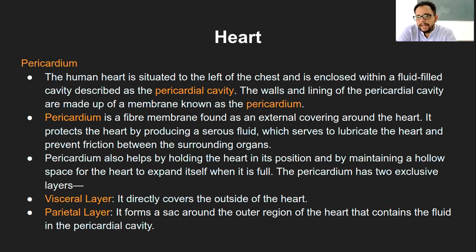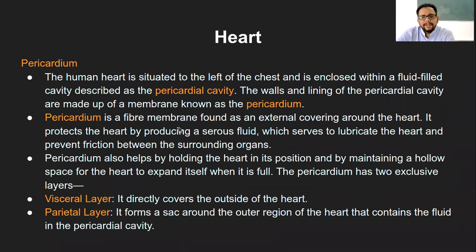Like I showed you in that particular diagram, the human heart is situated to the left of the chest and is enclosed within a fluid-filled cavity, what is known as the pericardial cavity. The walls and linings of this pericardial cavity are made up of a membrane known as pericardium. The analogy I gave you: you have a sac-like structure and you are putting a heart inside that. So that sac-like structure is your pericardium, and inside it you have the heart.